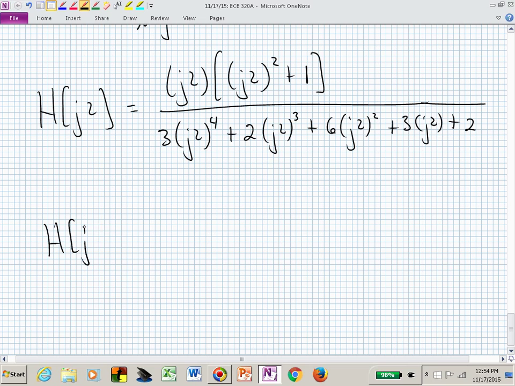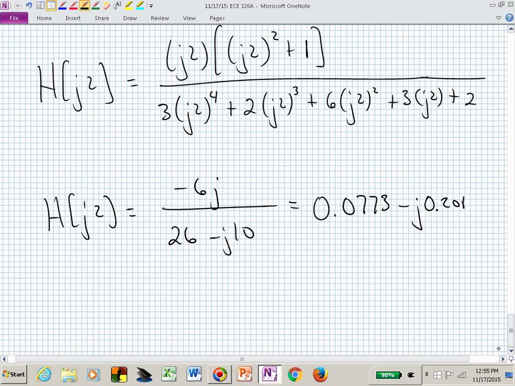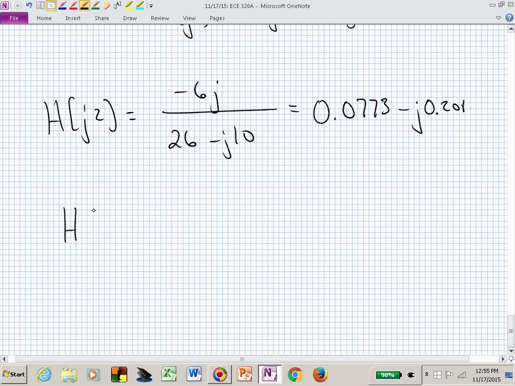Now, if you compute this, you will end up upstairs with just minus J6 and downstairs 26 minus J10, which if you do the algebra, you end up with a complex number having a real part of 0.0773 and an imaginary part of minus 0.201. You really need it in polar form instead of rectangular form. And so you need to be comfortable doing that math.